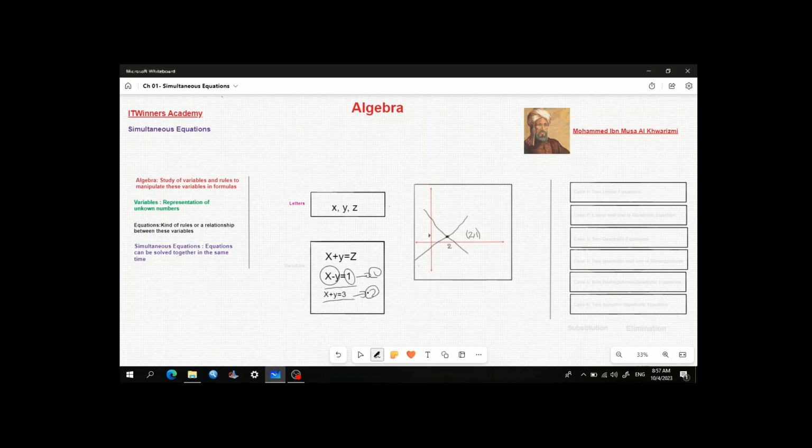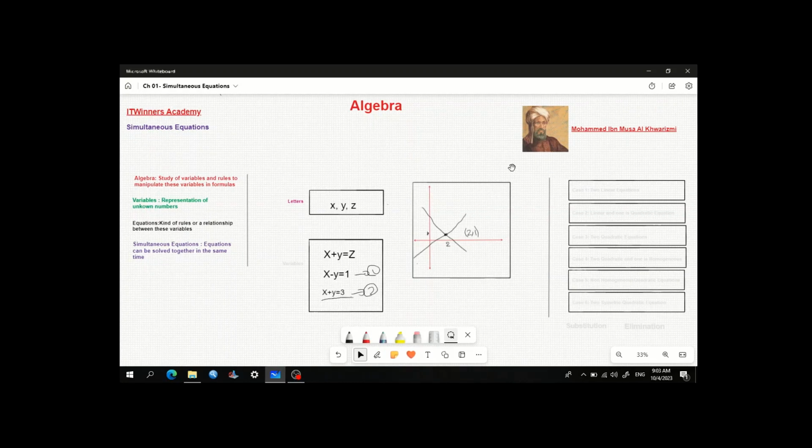So, when x equals 2 and y equals 1 in both lines or both equations, now I can say these equations are simultaneous, which I can solve at the same time. In our course we will discuss 6 cases of that.